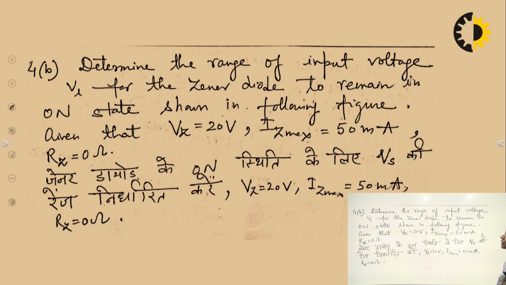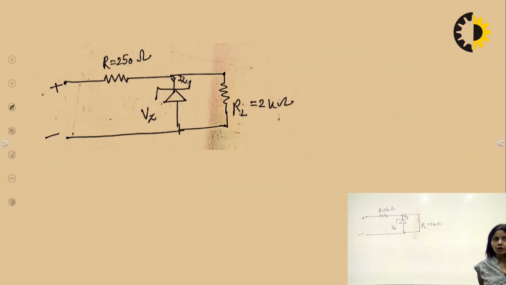So now determine the range of input voltage Vi. Now we are going to discuss one Zener diode question. Vi for the Zener diode to remain in on state, showing following figure. Figure has been given. Vz is 20 volt. You can see Iz maximum is given 50 milliampere and Rz 0 ohms. That means they are saying that you can ignore the Zener diode resistance. This is the circuit what they have given in the question.